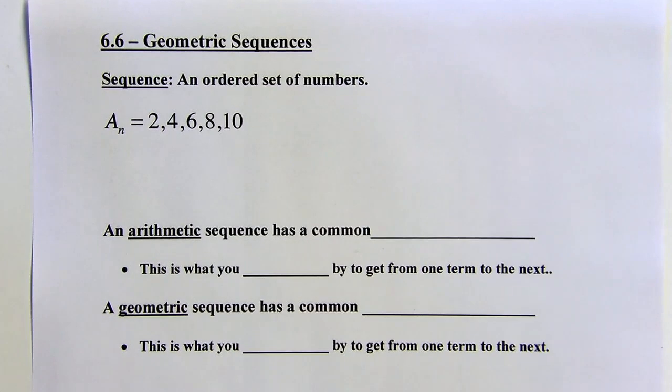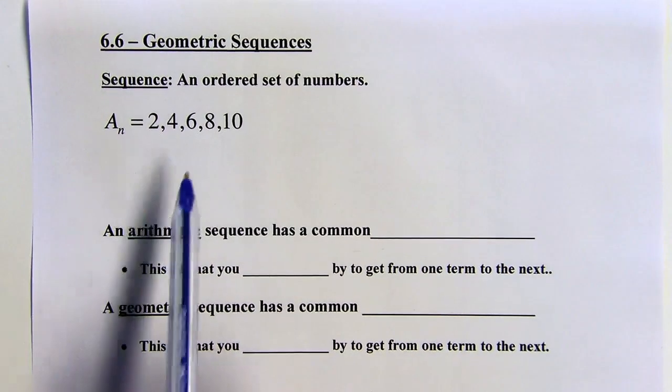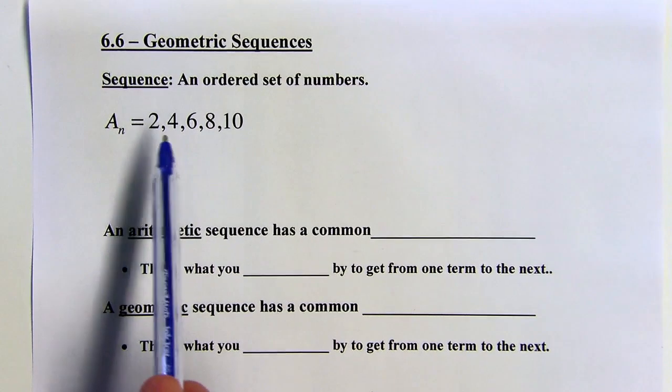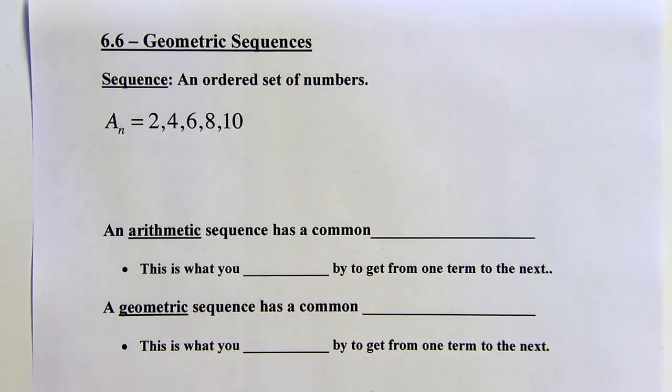6.6 Geometric sequences. So a sequence is an ordered set of numbers. So here's a sequence. It's just a list of numbers. It can be any list of numbers. Okay.